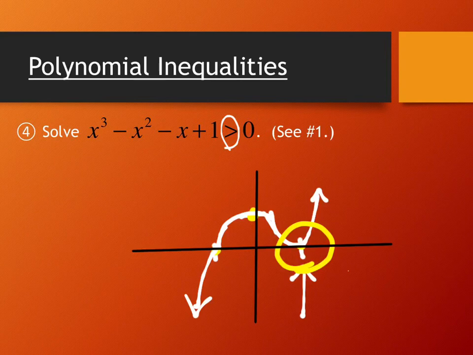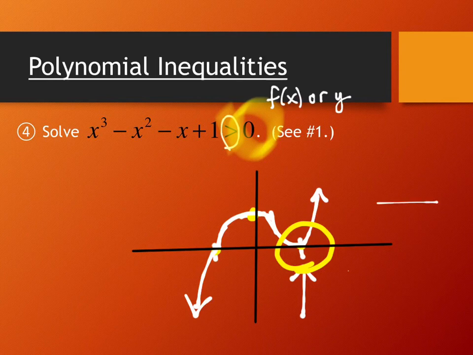Okay, this says that I want it to be greater than 0. The 0 here is representing the function values, right? F of x or y. In other words, I want my y values to be greater than 0. So on a graph, where are y values positive? On the top. So the answer is going to be whatever the values are where they are on the top.